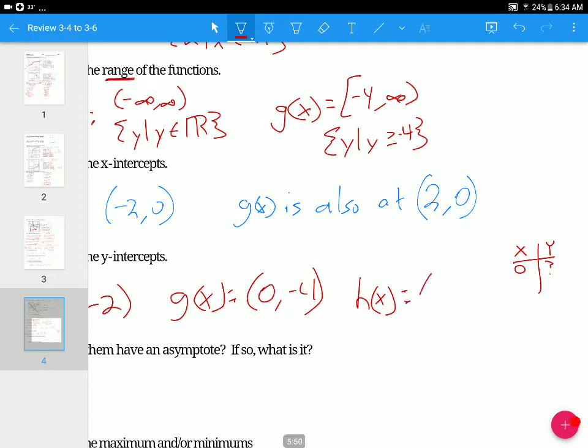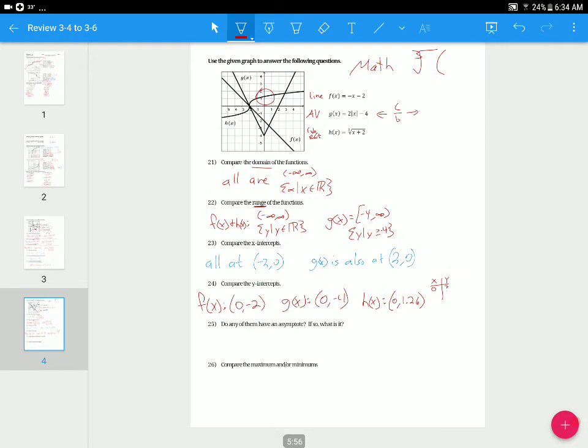So it's at 0, comma, positive 1.26. Although you can probably hear them smacking. Do any of them have an asymptote? Well, you can just check your chart. Well, no. None of them have an asymptote.